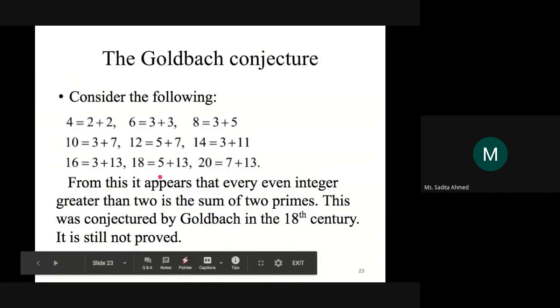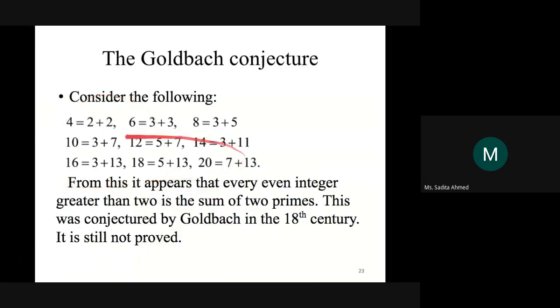Now the Goldbach conjecture. So carefully look at this set of examples, all right? Here we have all even numbers, 4, 10, 16, 6, 12, 8, 4, 20, 8, 14, 20. All of these are even integers greater than 2. And you will see that every single one of these integers is expressed as the summation of exactly 2 prime numbers, as you can see.